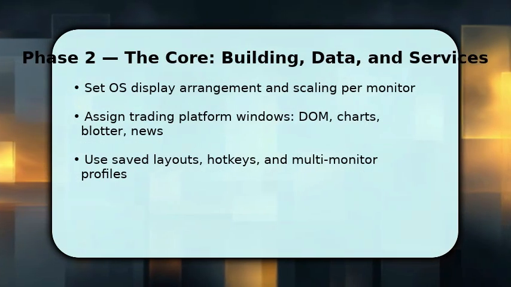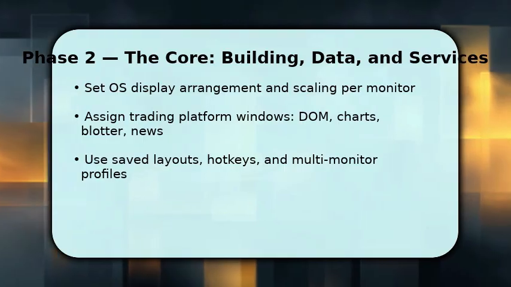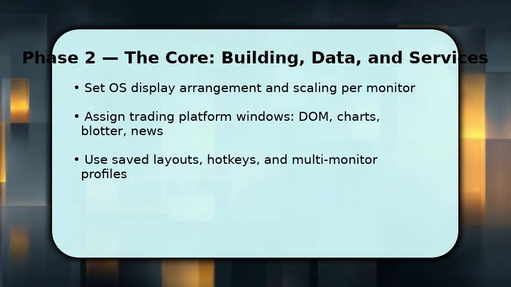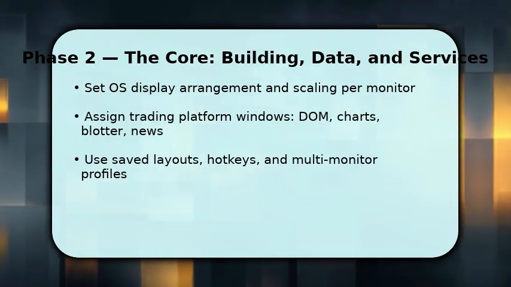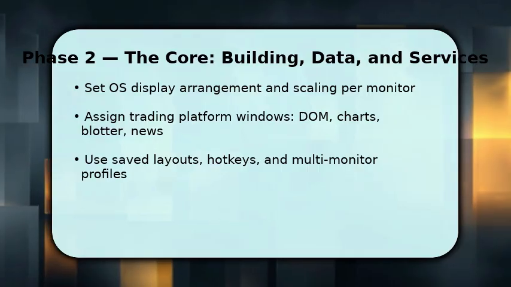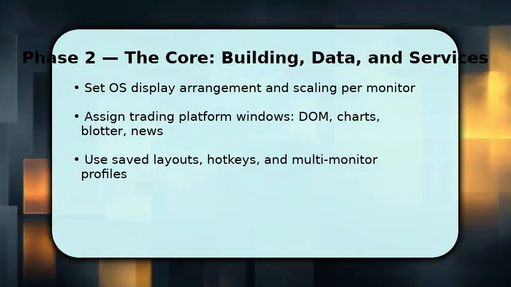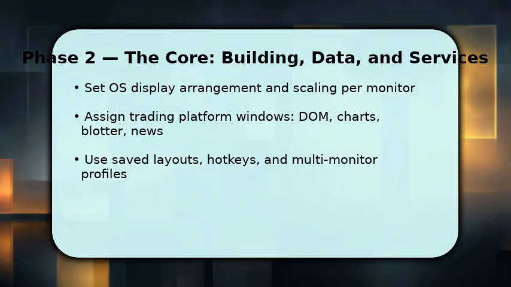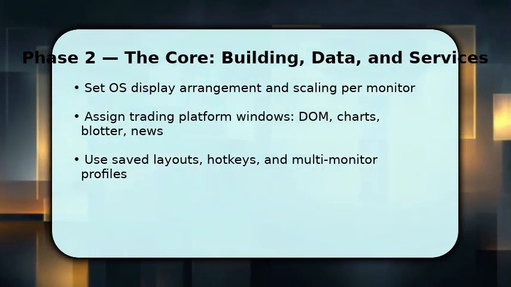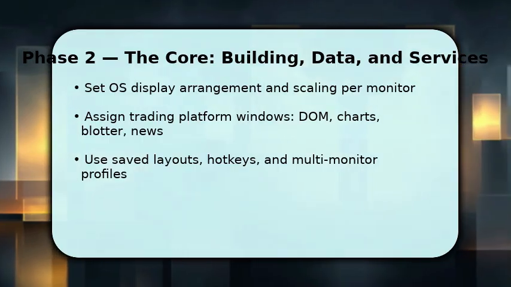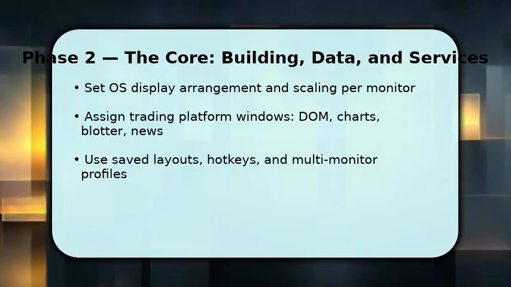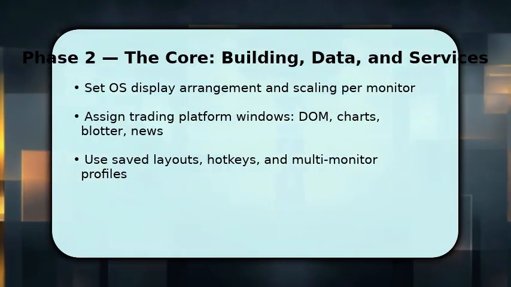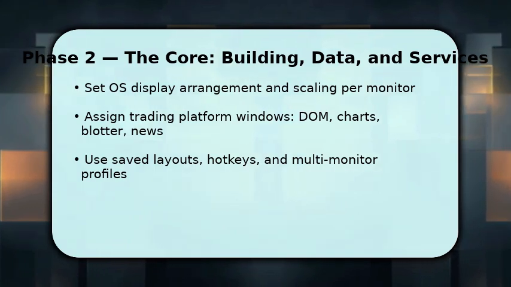You next configure the operating system and trading software so each screen has a purpose. Set display arrangement and scaling so text and charts remain legible. Open your trading platform, drag the DOM, charts, blotter, and newsfeed to dedicated monitors, and save that layout as a profile. Once saved, map hotkeys for rapid focus shifts and window snapping. This reduces mouse travel and cognitive load. Make sure to test order placement speed while keeping critical info visible.